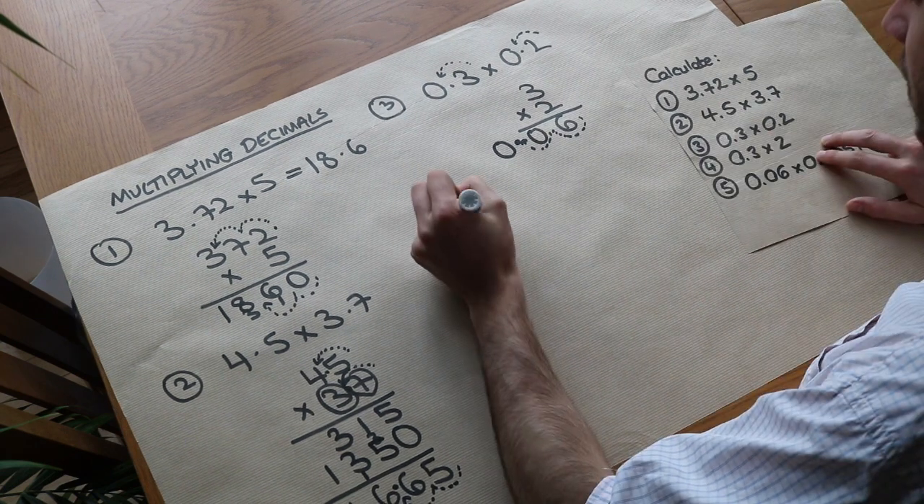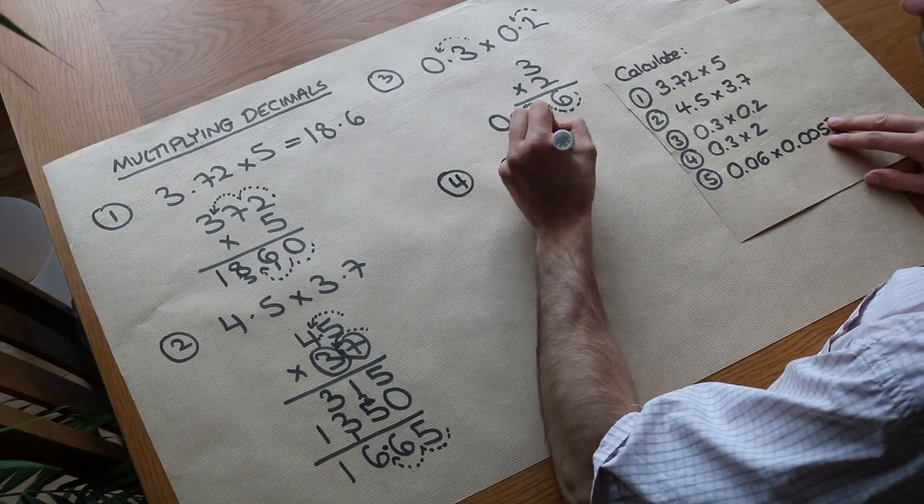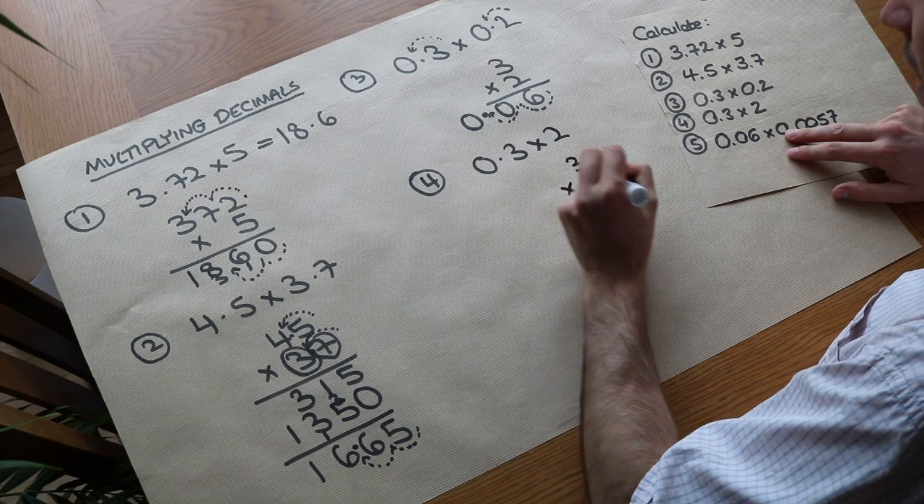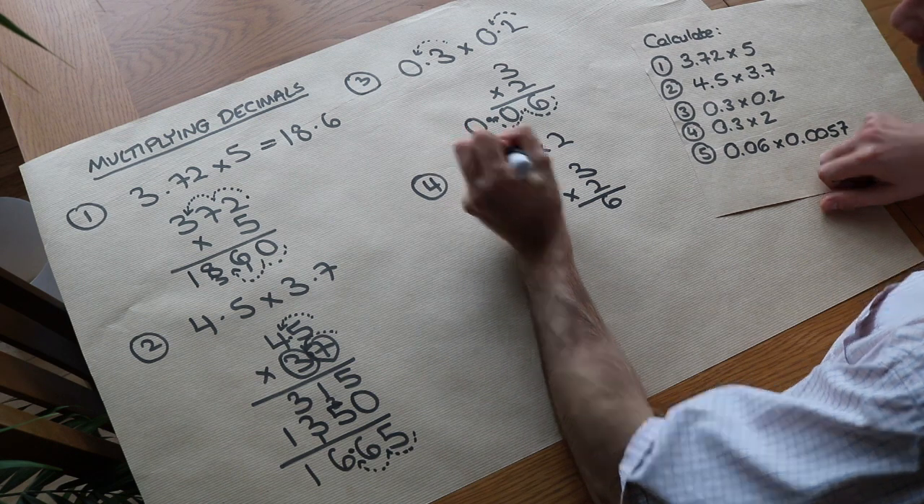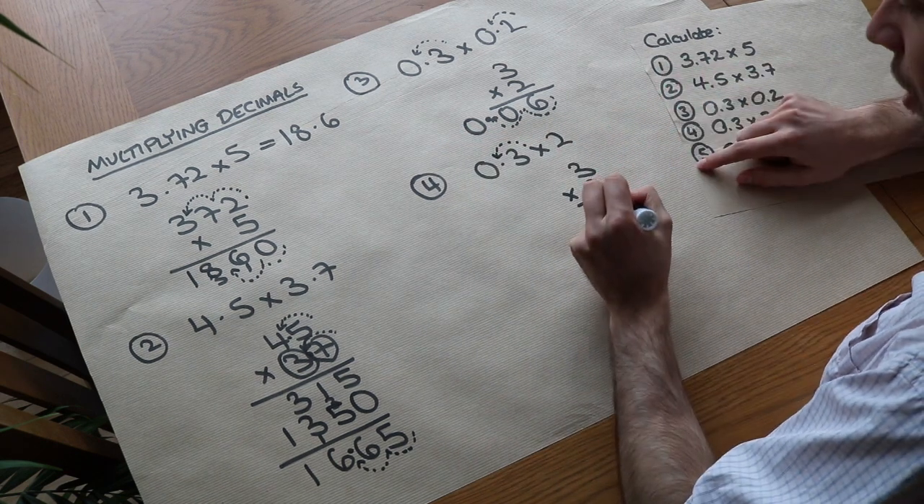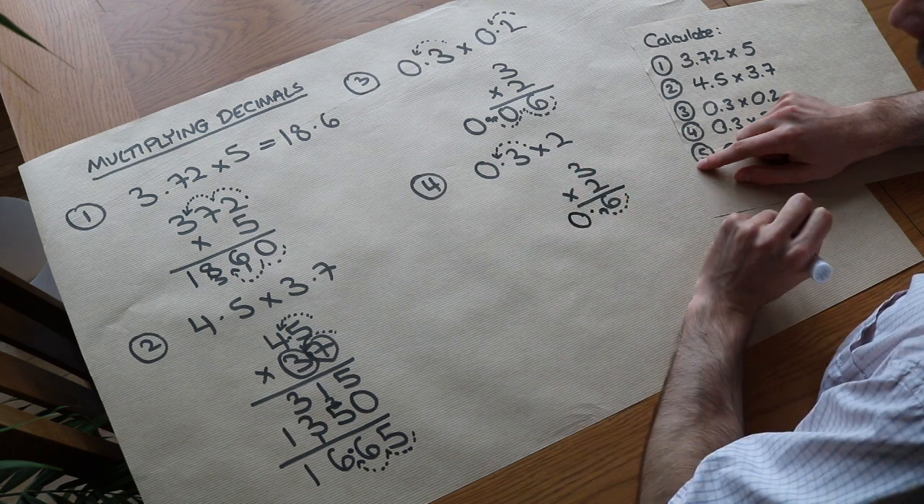0.06. Whereas this one, we've got 0.3 multiplied by 2. Well, we just do 3 times 2 in the normal way again, which is 6. And then, well, the decimal point has only moved once this time. It didn't move here. We did actually use the 2. So therefore, the decimal point only has to move once, and we get 0.6 as our answer.